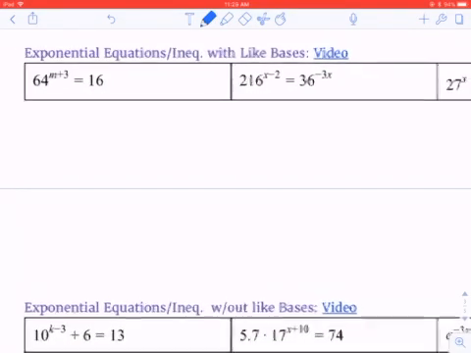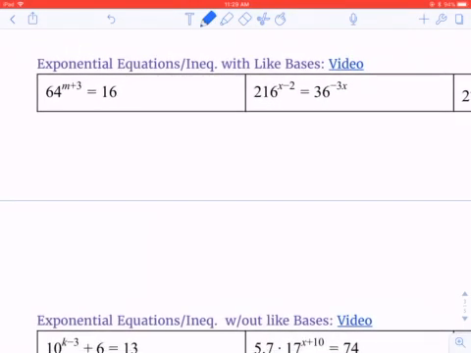For the first one, we have 64 to the m plus 3 power equals 16, and we need to rewrite them as a like base because we can. It just makes things a little easier. So 16 would become 2 to the 4th power, and 64 is equivalent to 2 to the 6th power. Then you still have m plus 3 in the exponent place.